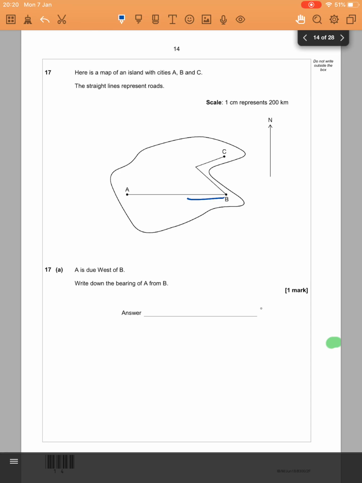It says now to write down the bearing of A from B. So we want to find the bearing of where this point is from this point. So this is where we're starting here at B. So if we want to find a bearing, we need to start by facing north. So our north line goes on there. And we have got to turn clockwise to face the direction we're looking to find the bearing of. So we want to find where A is from B. We have to start at B facing north and turn clockwise. And that is your bearing, that angle. So you've got to figure out what that angle is all the way around there.